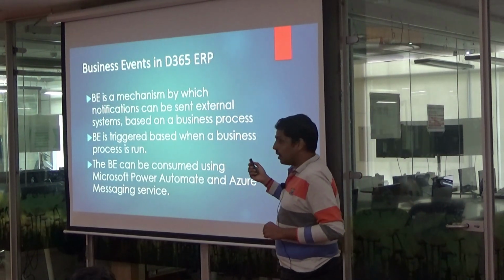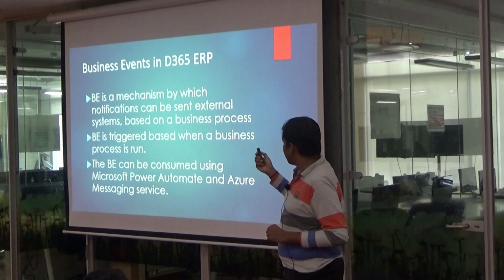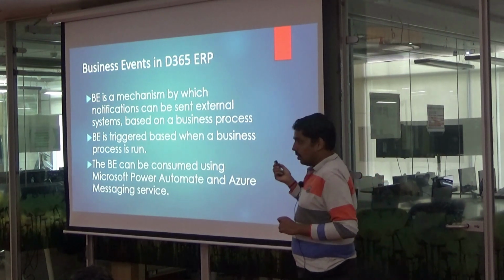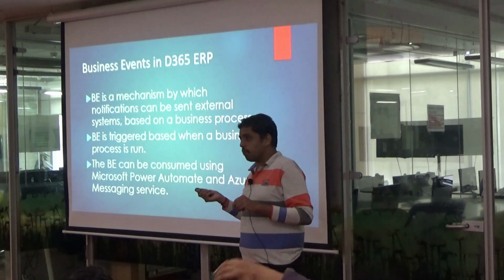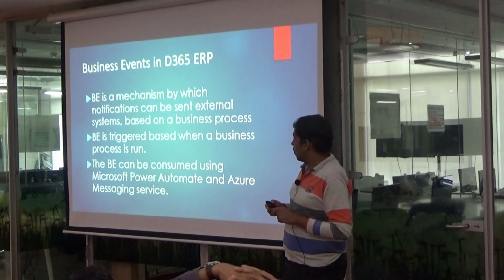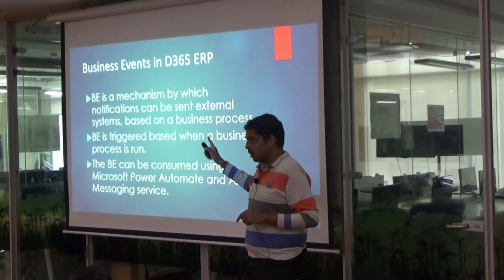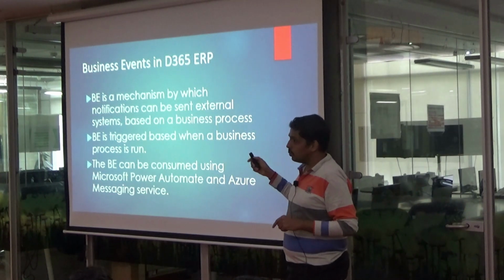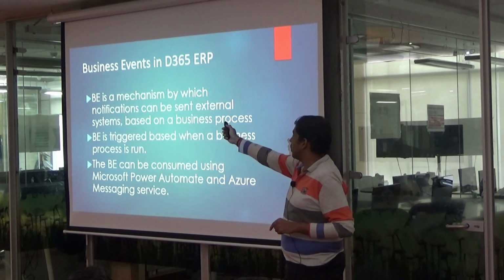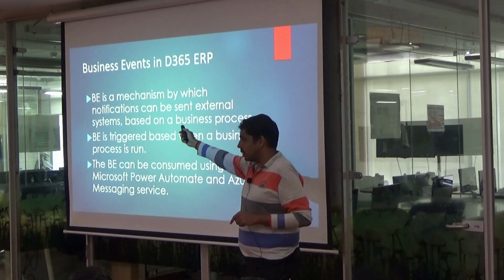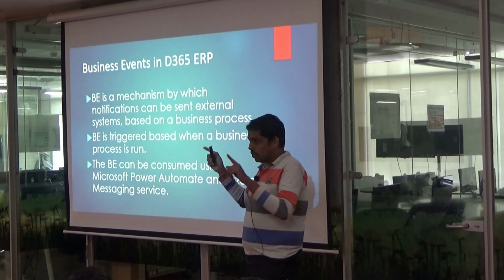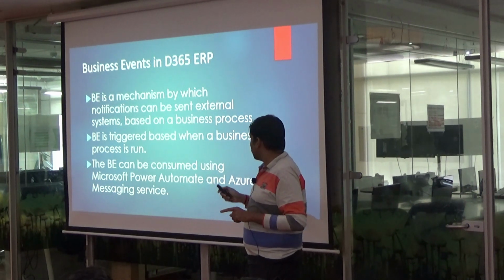So business event, as I was mentioning, is a mechanism by which notifications can be sent to external systems. It's like a webhook: whenever a process is triggered in the ERP application, you can fire this business event, and it can expose some data to the external systems. So you can also expose the customer data and the item data to the external systems. The external system here is the Azure Logic Apps in the app which I built.